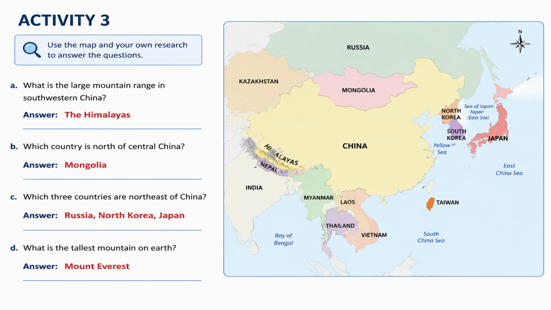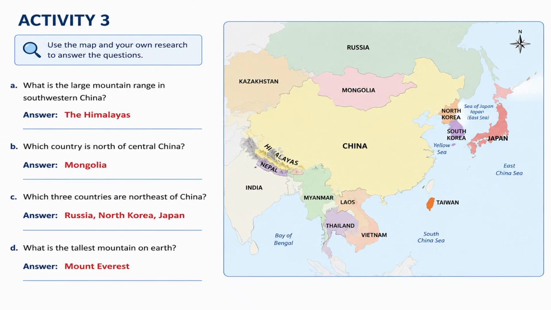Yes, the correct answer is the Himalayas. The Himalayan mountain range forms part of the border between China and other South Asian countries. It is one of the highest mountain ranges in the world. Now let's move to question number B. Which country is directly north of central China? So the answer is, yes, Mongolia. If you look at the map, you can clearly see Mongolia lies directly to the north of China.